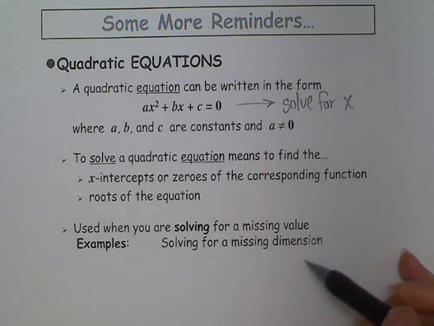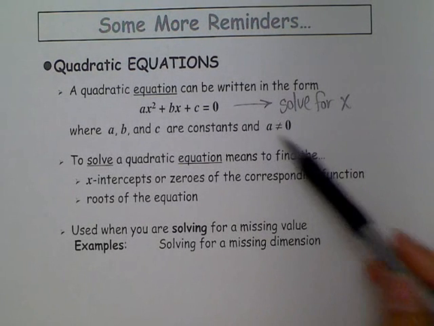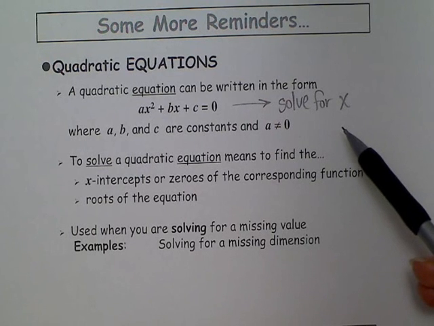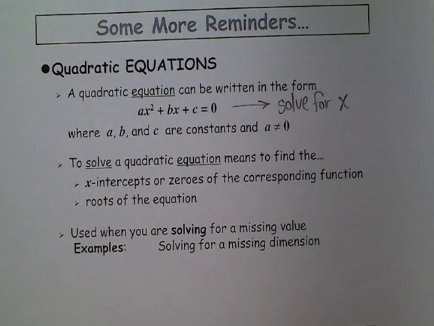Okay, so for example, if you're solving for a missing dimension, then you would need to create a quadratic equation and then solve for the variable, solve for x. Whereas if you're asked for a maximum or minimum, you want to make a quadratic function, so you want to have more than one variable. You want to have an x variable and a y variable, so you can solve for the maximum or minimum or the vertex of the function. Okay, so they are different.